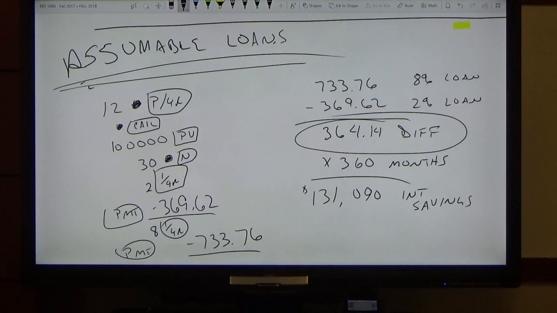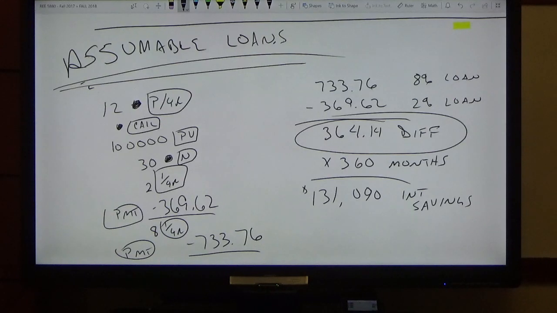This can be written into a binding contract? Yes. So it's like a triple net lease with interest payments? Basically, where you get ownership and equity. Right. You can do almost anything you want to with it.